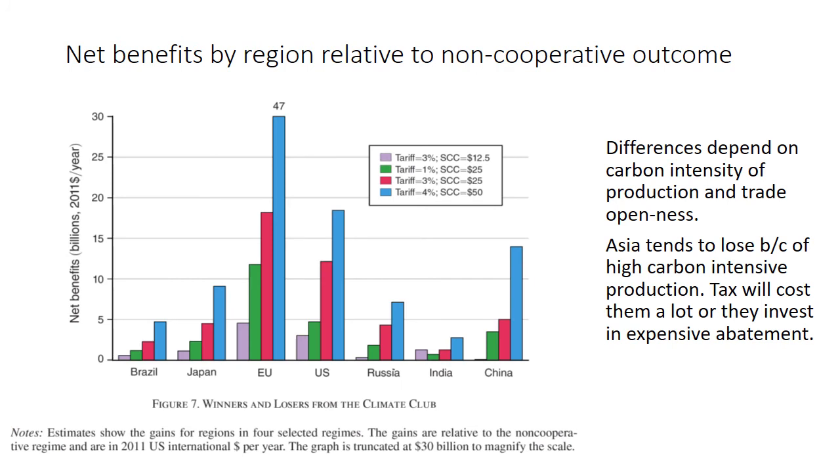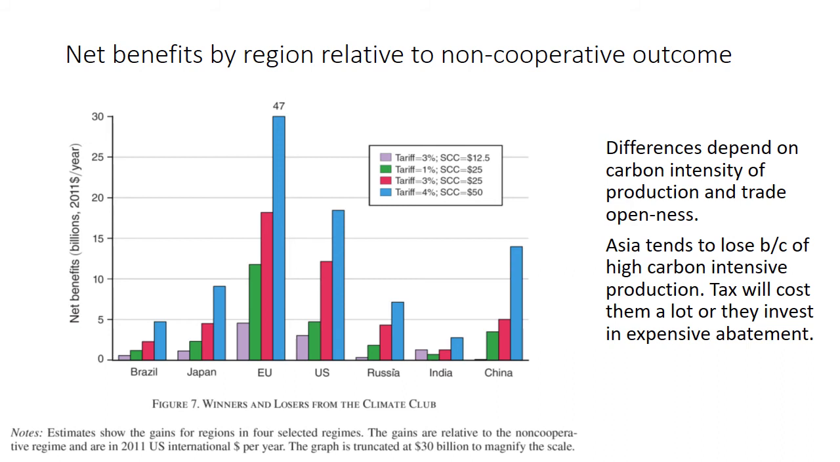Here are the net benefits by region from the RICE model relative to the non-cooperative outcome, or basically the outcome we're in right now. You can see that the EU has the highest net benefits. A lot of places have fairly low net benefits, India in particular. The differences depend on the carbon intensity of production and the trade openness that they already have.